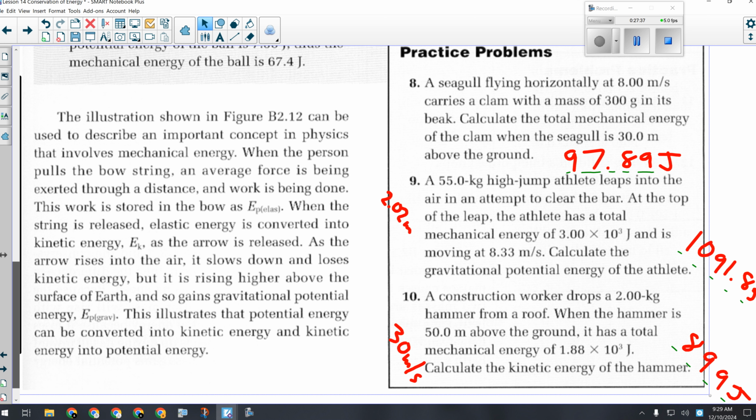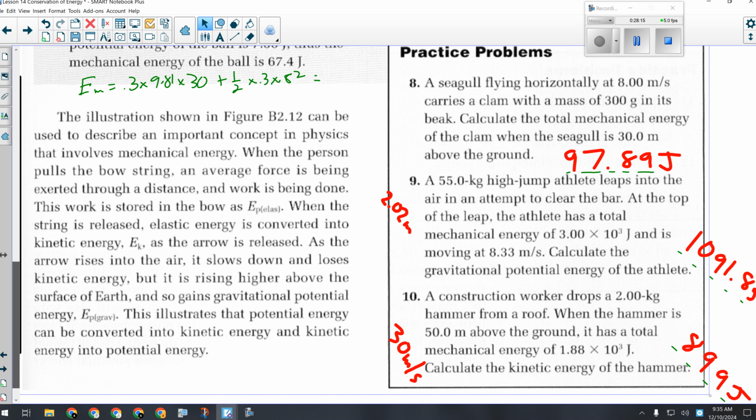So in the first question, the trick is obviously that it gives you the mass in grams, and it always needs to be in kilograms. If we're calculating the mechanical energy for that one, mechanical energy will be the potential energy, so we'll have 0.3 times 9.81 times 30 meters, plus 1/2 times 0.3 times 8 squared. When we punch all that in, we should get 97.89 joules worth of total mechanical energy. Everybody all right with that one?